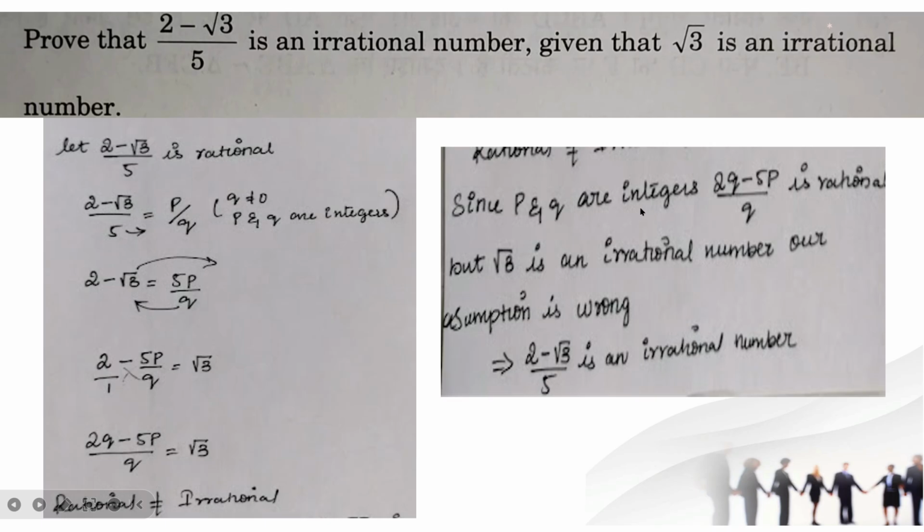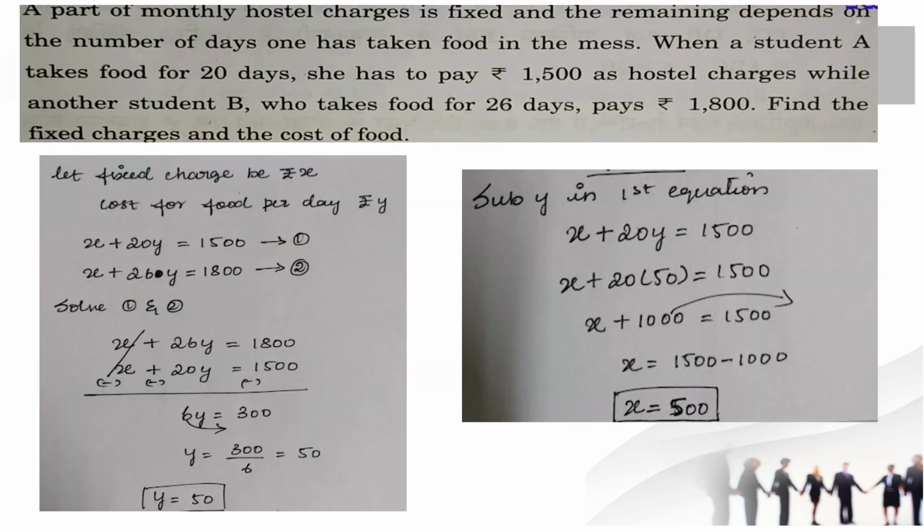Since p and q are integers, 2q minus 5p by q is rational, but root 3 is an irrational number. So our assumption is wrong. We assumed this as a rational, right? We proved it is a wrong assumption. So what does it mean? It means the given number is an irrational number.